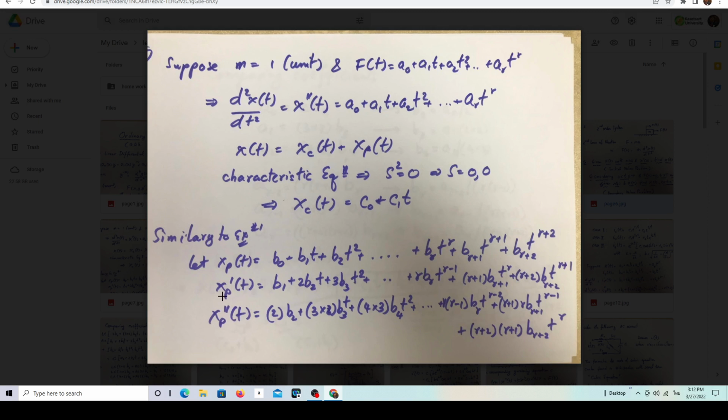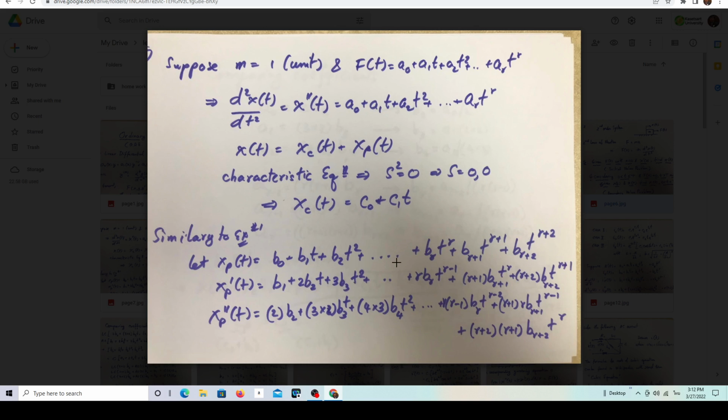This is the first order x particular. Okay, just differentiate this function. b sub 0 becomes 0, and this one becomes b sub 1. Since the first derivative of b sub 1 t with respect to t is only the constant b sub 1, the same as b sub 2 here, this one becomes b sub 3 here.